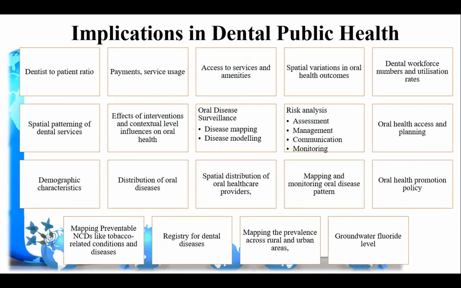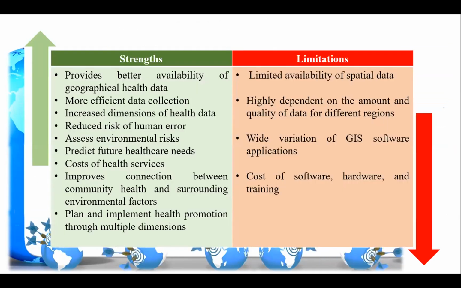Implications of GIS in dental public health. And the strengths of using GIS is there will be better availability of geographical health data, and the data collection will be more efficient, and also environmental risks will be assessed, and there will be less error, and we can predict the future healthcare needs. But the limitations are that it is highly dependent on the amount and quality of data, and also there is wide variation of GIS software applications, and the cost of software, hardware, as well as training dental personnel is limiting.